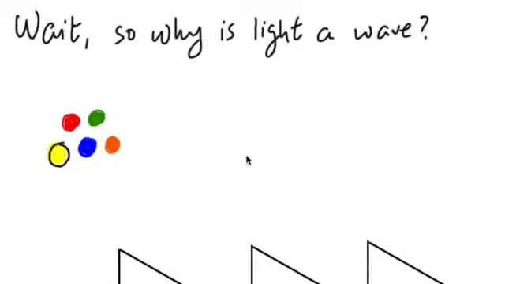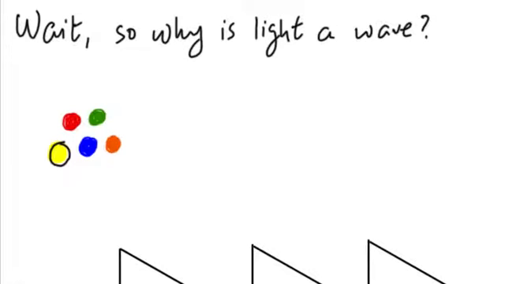So far in our discussion, we've been treating light as a wave, but we haven't actually talked about why it is a wave or what evidence there is to show that it is a wave. Historically, light was actually, and by Newton, thought to be a collection of particles of different colors.